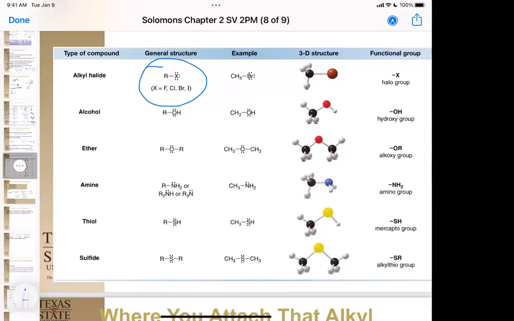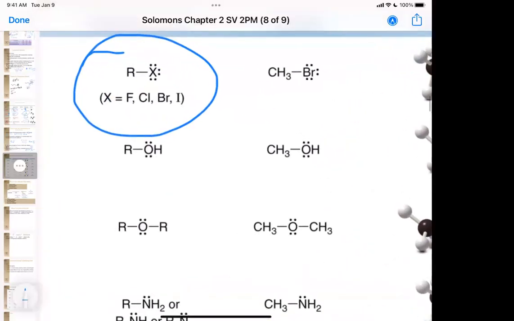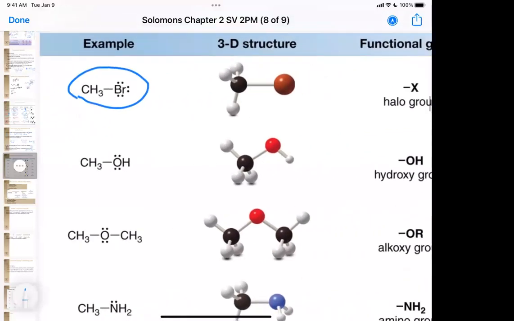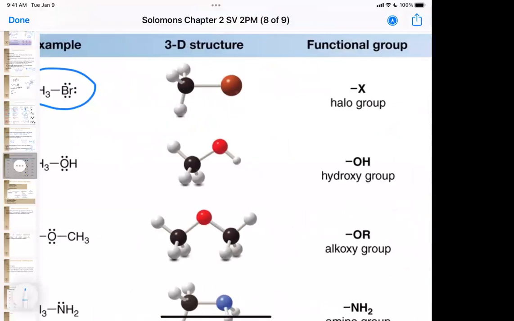So if we just had a hydrocarbon, they're just going to be alkanes, right? Or alkenes or alkynes. And so they have no functional group. But if we take one of those hydrogens off and replace it with any of the halogens, fluorine, chlorine, bromine, or iodine, then we've turned into an alkyl halide. So they're halogens, they're halides, they're alkyl halides, or aryl halides, okay? And that general structure would just be like this methyl bromide here. And notice the lone pairs are there to show us that it's there. And we call that functional group the halo group.